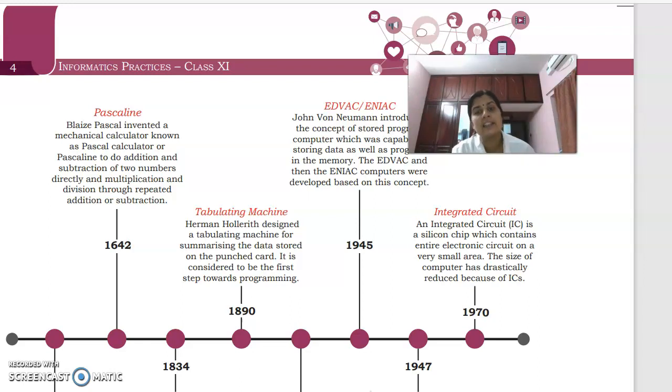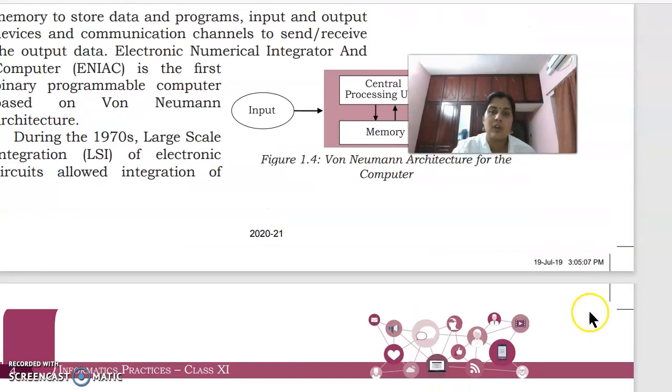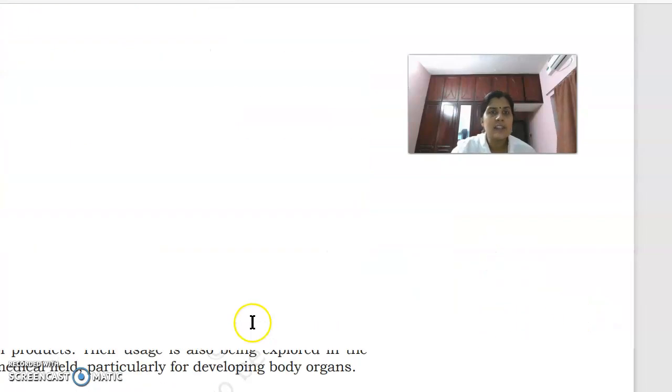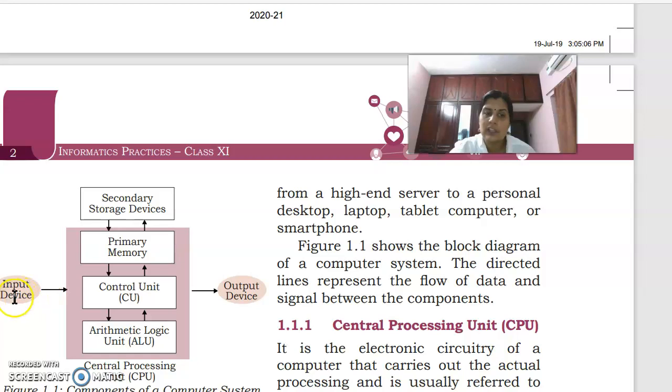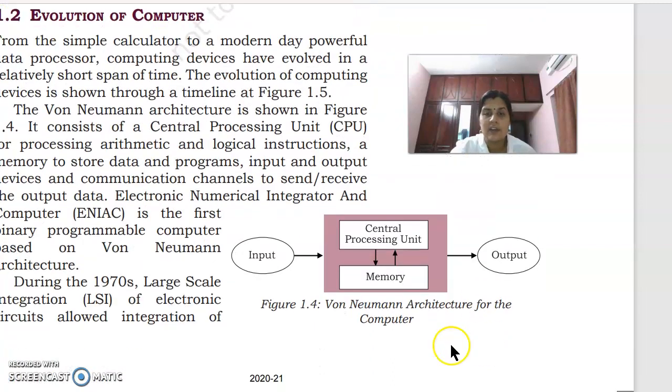And next, in 1945, John von Neumann invented the concept of the stored program computer, which is known as EDVAC or ENIAC. This uses a program in the memory; these EDVAC and ENIAC computers were developed based on the concept of a stored program. So this is the starting point from which the modern computer evolved. Von Neumann introduced an architecture for computer. We all studied the same architecture. Here we use input device, output device, CPU and memory.